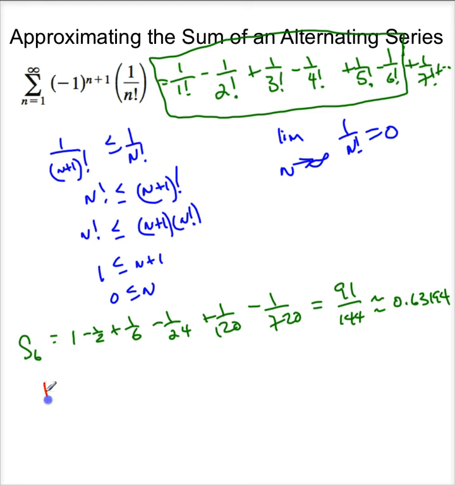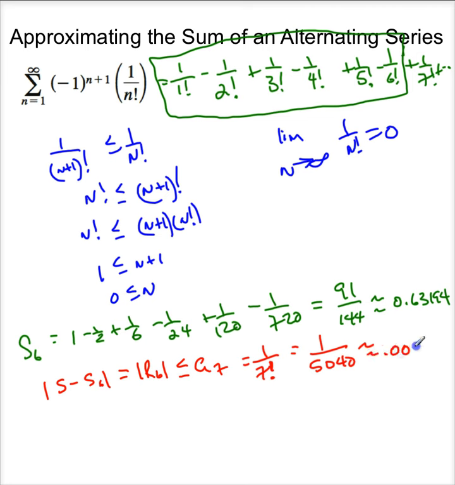Well, the actual value of the sum minus the 6th partial sum is equal to the remainder. And this has to be less than or equal to a sub 7. I don't need absolute values because a sub 7 is 1 over 7 factorial. So this is equal to 1 over 7 factorial, or 1 over 5040, which is about 0.0002, if I can read my calculator here.